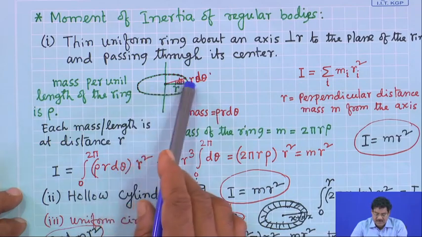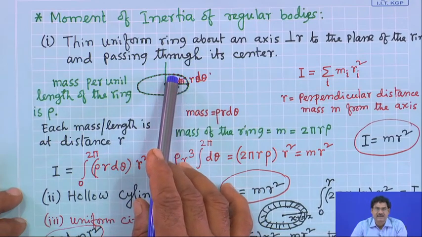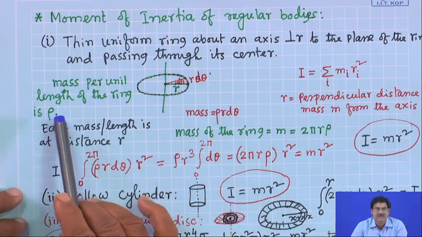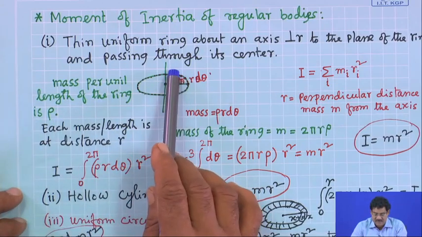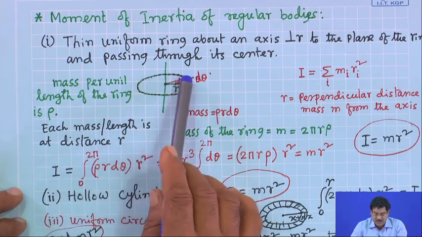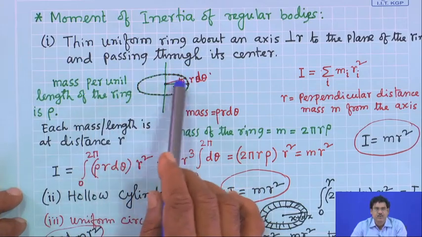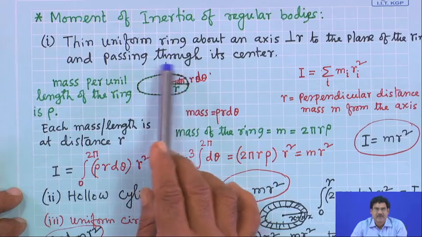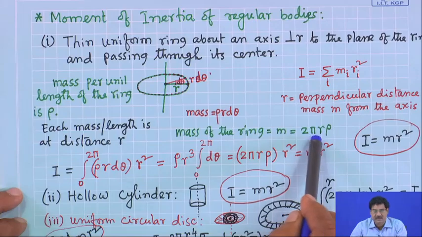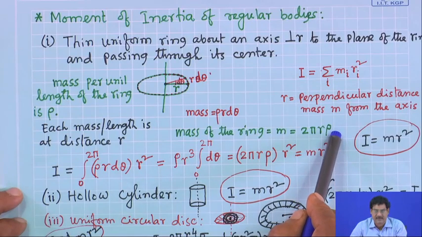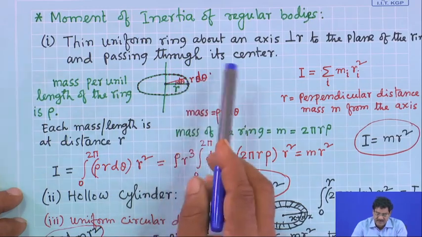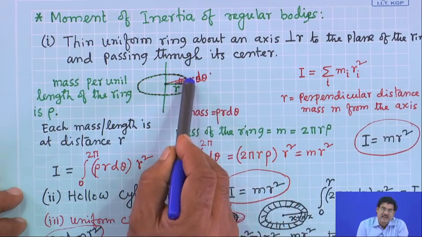So, say we consider that the mass per unit length of the ring is rho. What is the length of this ring? 2 pi r. So, the mass of this ring will be 2 pi r rho, right. Now, to calculate it, let us take a small length.